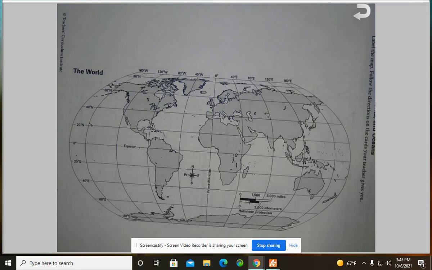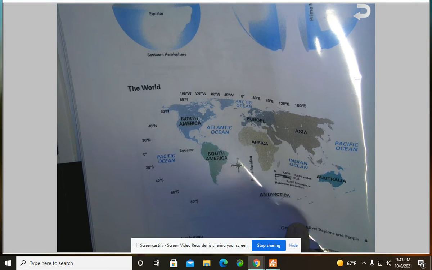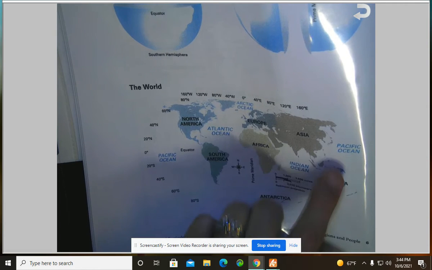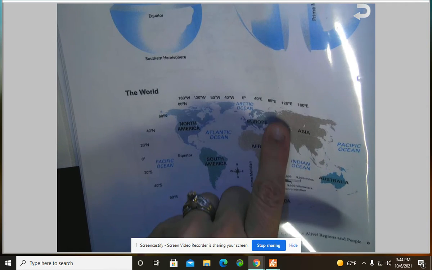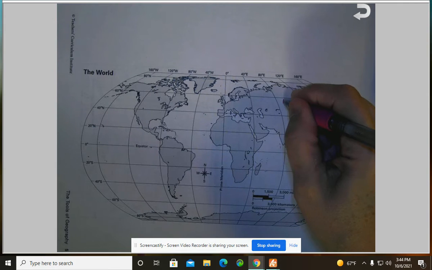Instruction number 1 is to label the largest continent. Looking at the land masses on page 6, you can see they're done by color. And so looking at this, we can tell that Asia covers the most land area based on the color that is given to us. So Asia could be the largest continent. So we're going to put 1 in Asia.